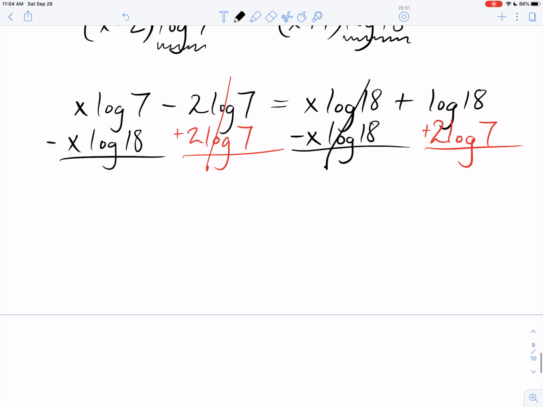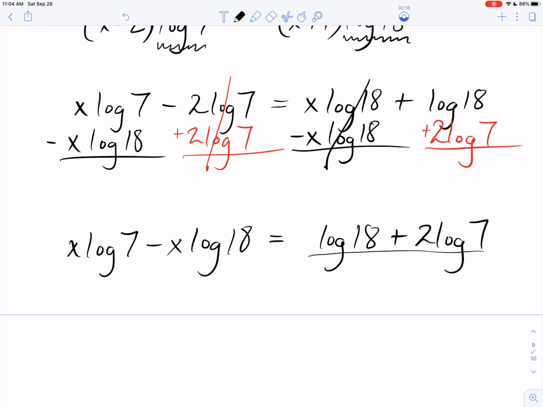And I end up with x log 7 minus x log 18. What's it equal? Well, it equals the log of 18 plus 2 log 7. Now, this over here, that's a number. I don't know what that number is, but it's just a number. Now, how do I get this? I have 2 x's. This is weird.